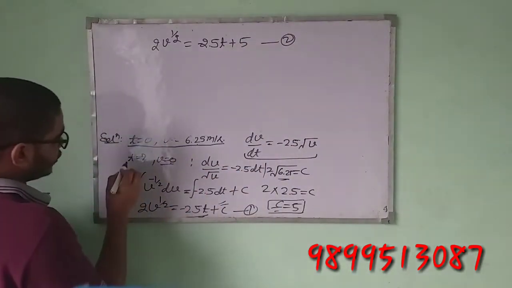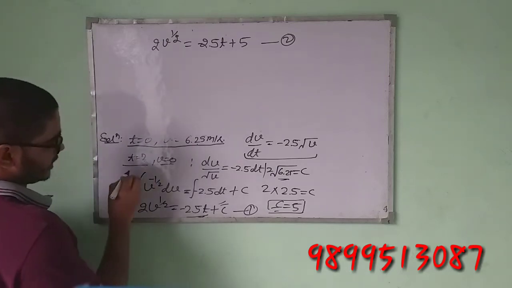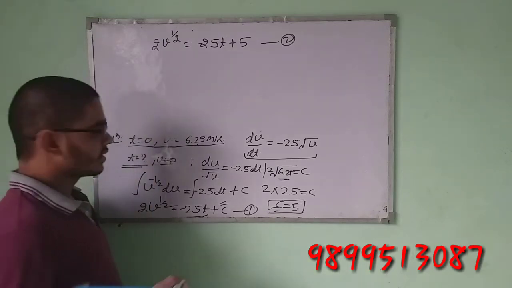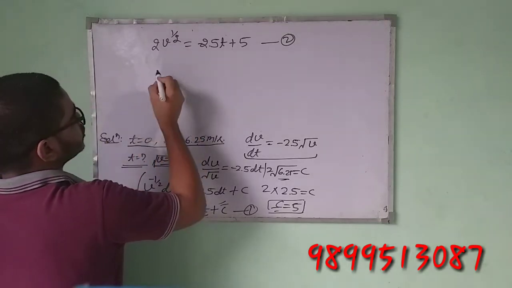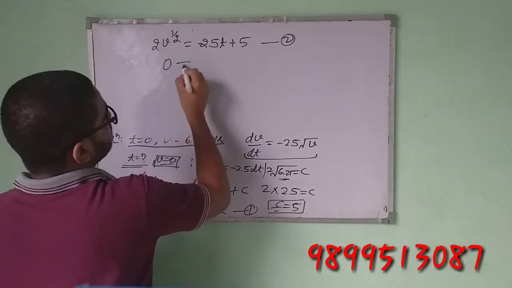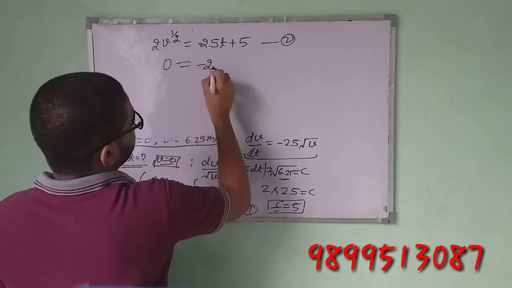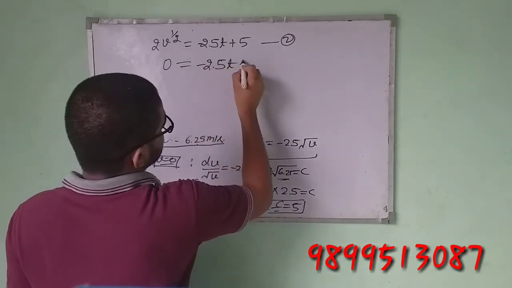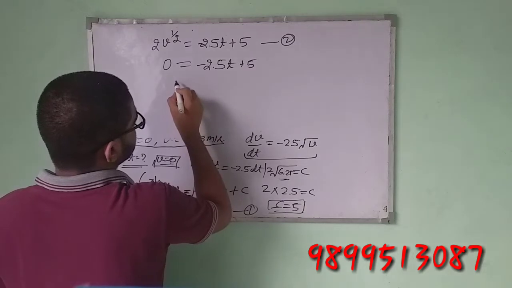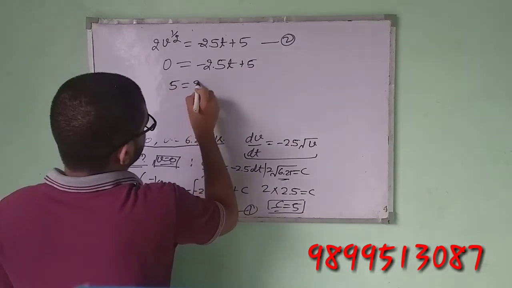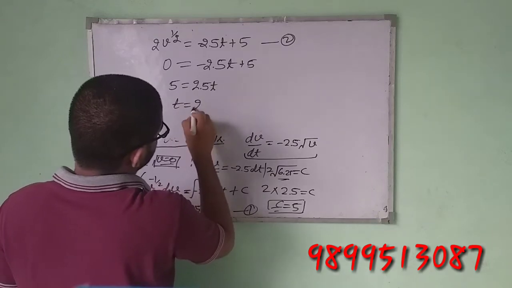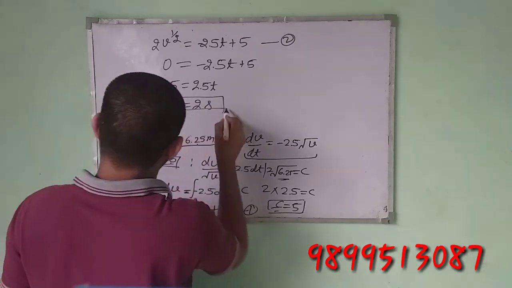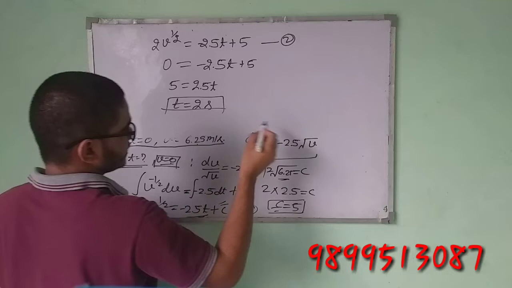Now we need to find the time after which the object will come to rest, that is, its velocity will be 0. So putting v equal to 0, this will be 0, and the right side is minus 2.5 t plus 5. So this turns out to be 5 equal to 2.5 t. t turns out to be simply 2 seconds. So which option is correct?